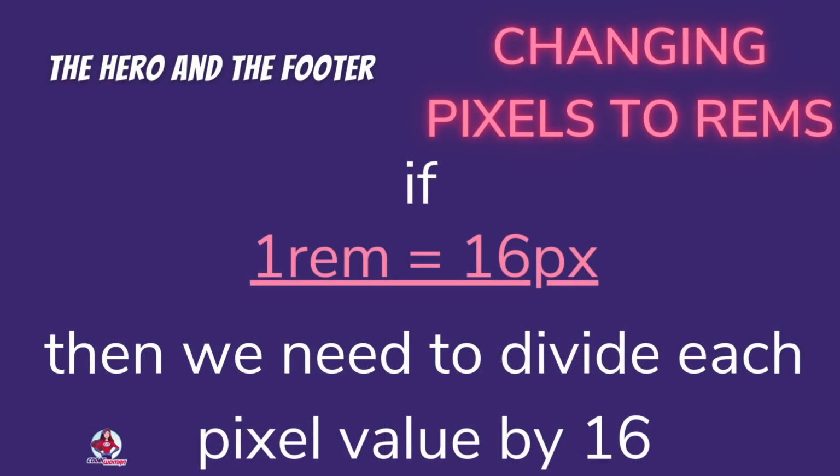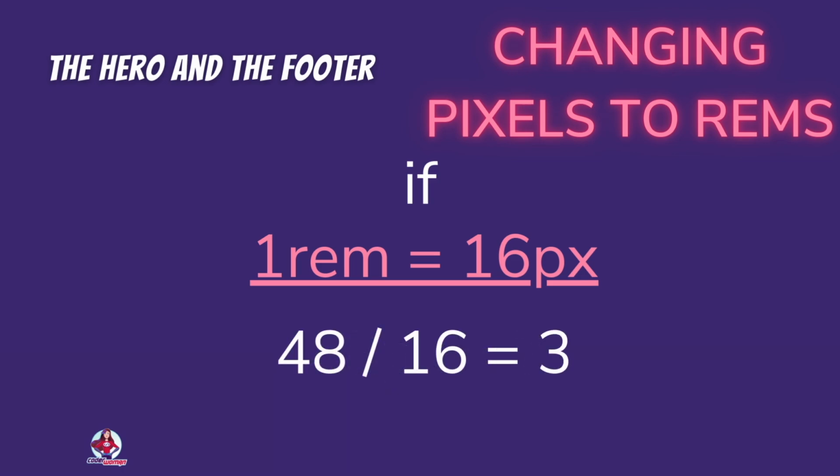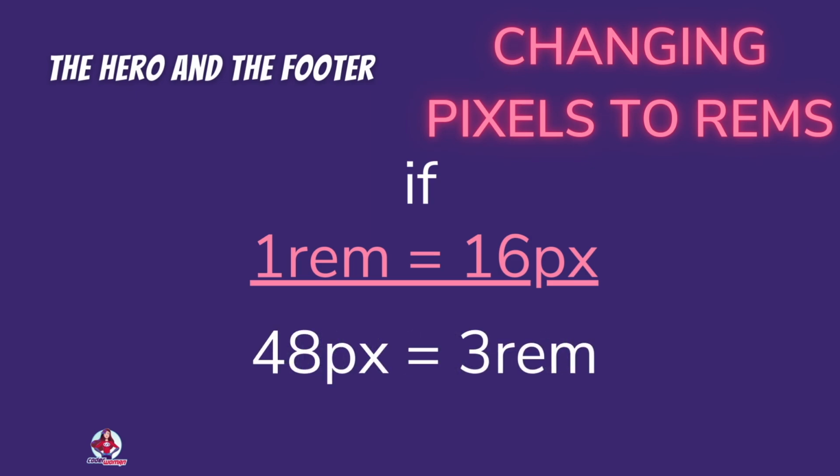Alright, let's move on. We've decided to use rems in the project. But how do we transform the current pixels to rems? Well, we need some math to do here. If one rem is 16 pixels, we need to divide each pixel value by 16. I'll show you some examples. One rem is 16 pixels. So, how many rems will it be if we have 48 pixels? All we need to do is divide 48 pixels by 16. It will be 3, right? So 48 pixels equals 3 rems. So far so good, it's not that hard.